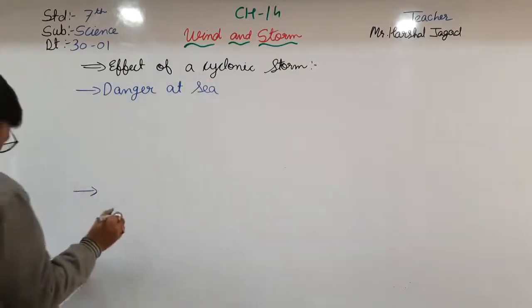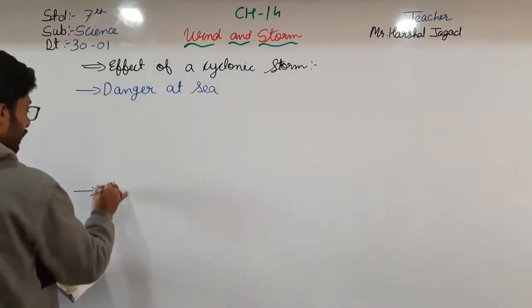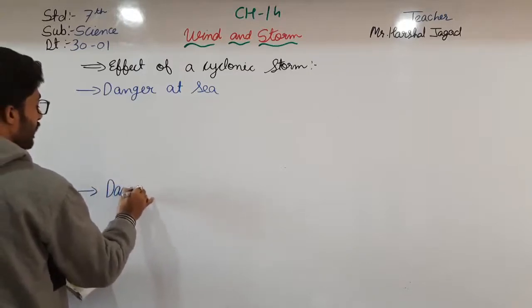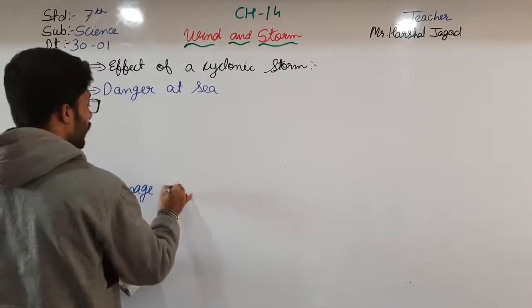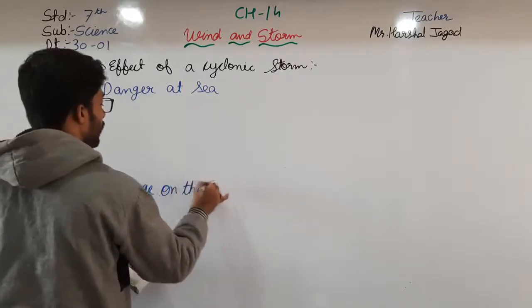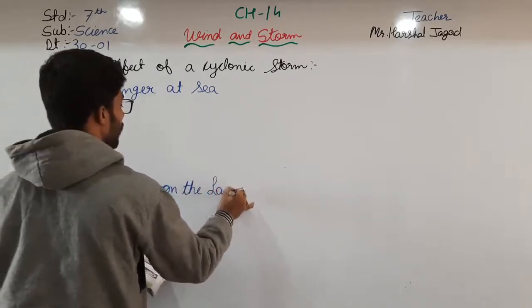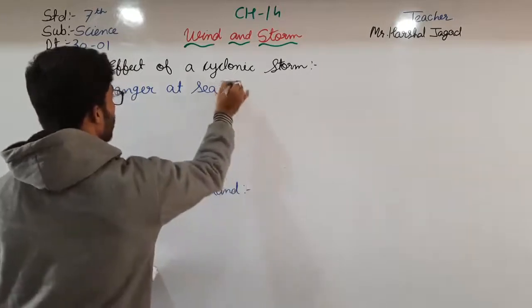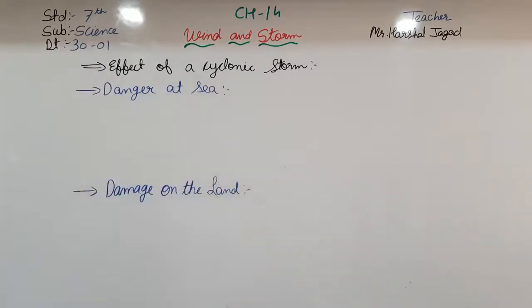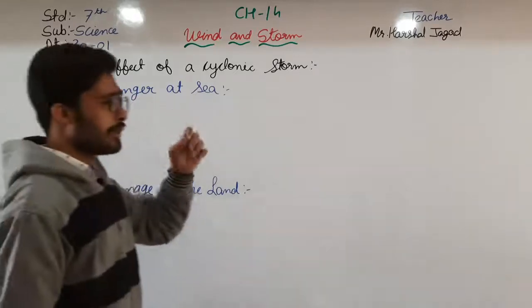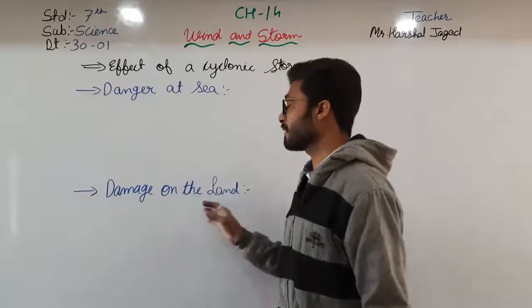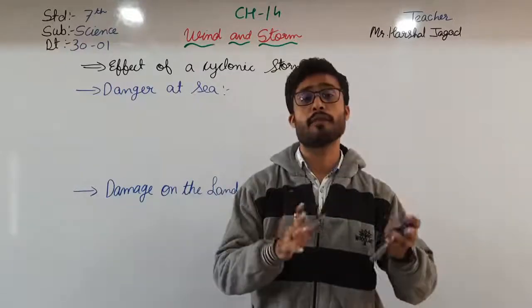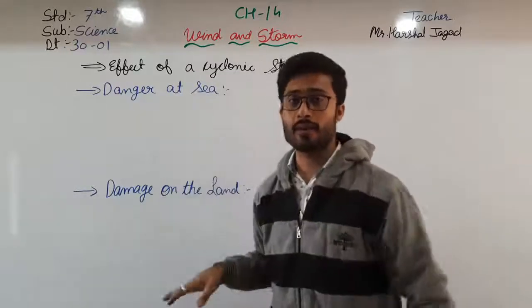Second one, that is damage on the land. Okay, damage on the land. So, due to the cyclonic storm, what will be the effects at the sea and what will be the effects at the land if the storm reaches the land.